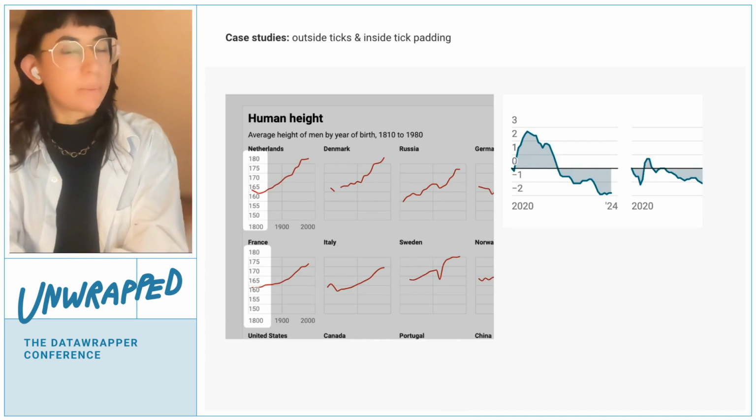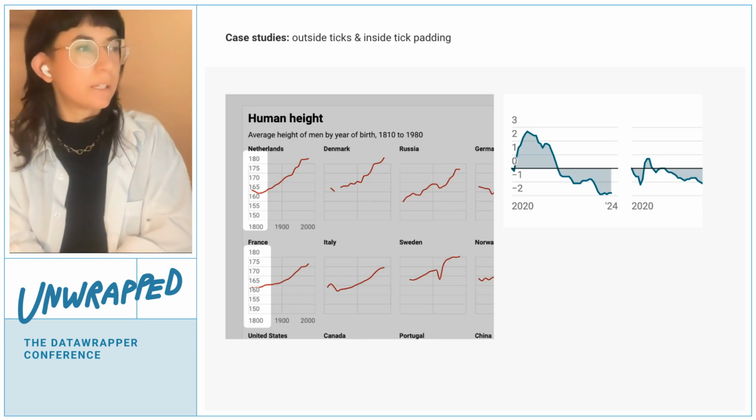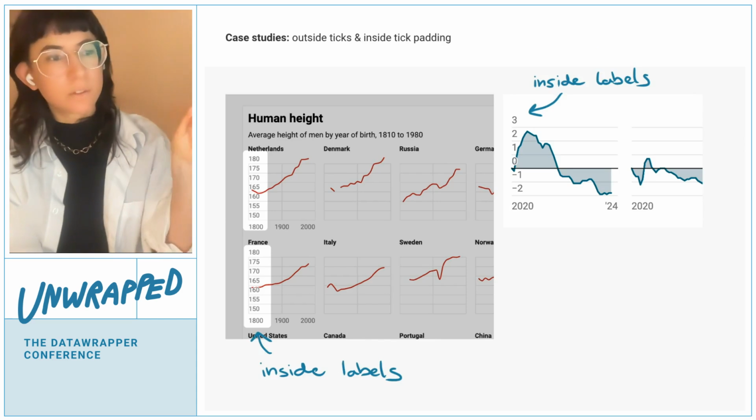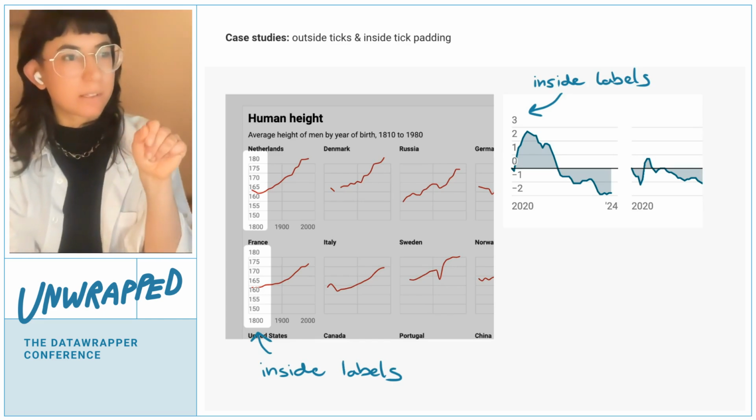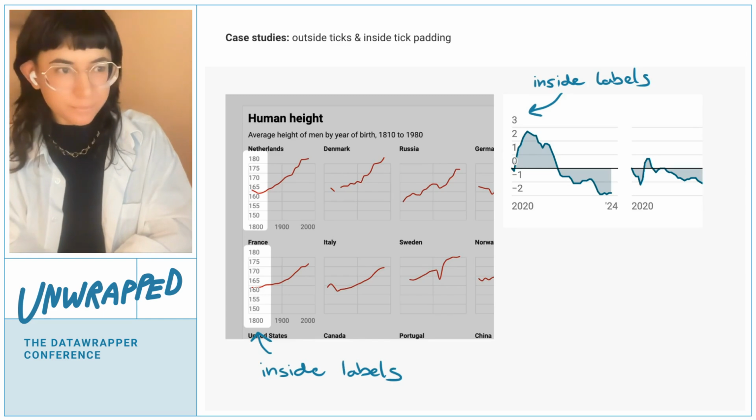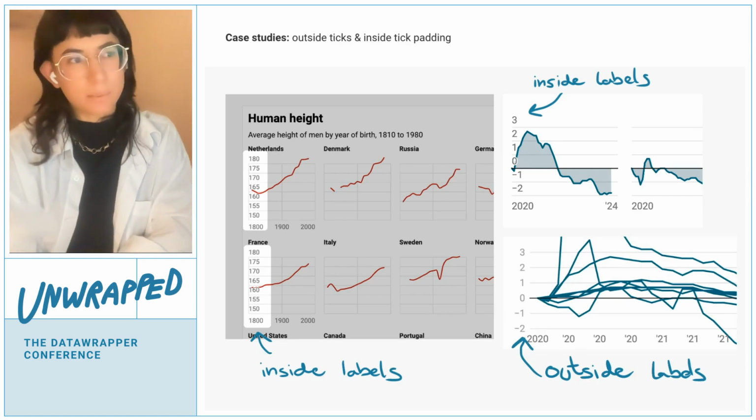The feedback was basically that we did not offer an outside labels option. So in Datawrapper, usually you have the option to put your labels outside of the chart or inside of the chart. These are inside labels, and they also have inside labels where there's no padding, so you can see it overlaps with the chart elements. By comparison, with line charts, you have this outside label option.